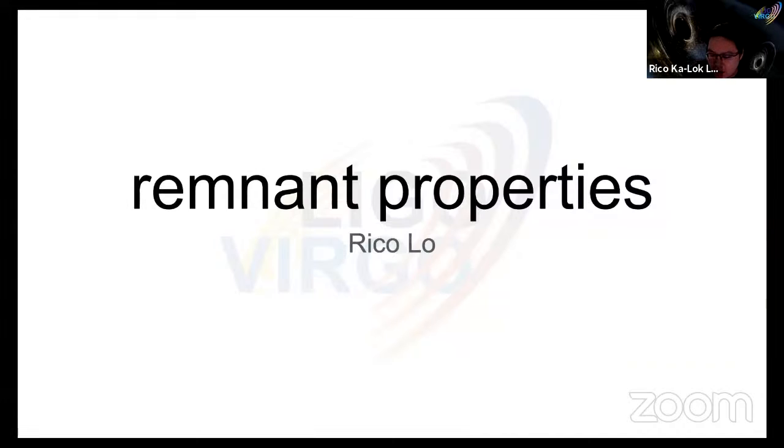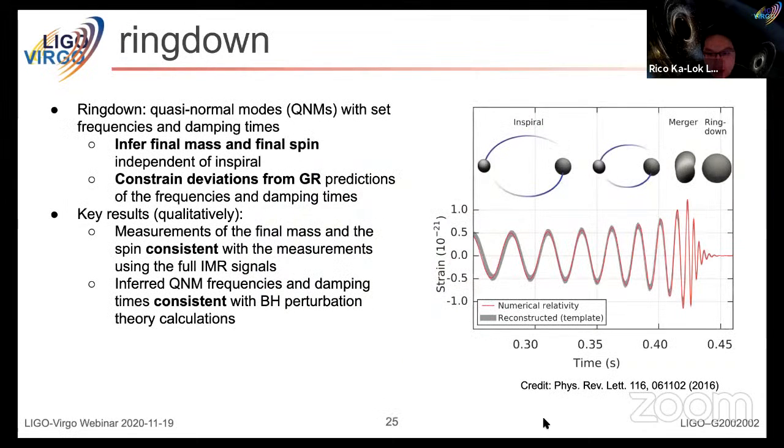take over and talk about remnant properties by analyzing the post-merger part of the signal. Next slide, please. So as Serguei and Geraint just mentioned, we expect the signal from a binary black hole merger to consist of three parts: inspiral, merger, and ringdown. In particular, ringdown is a linear superposition of quasi-normal modes of set frequencies and damping times. By virtue of the no-hair theorem, these frequencies and damping times depend only on the final mass and final spin.